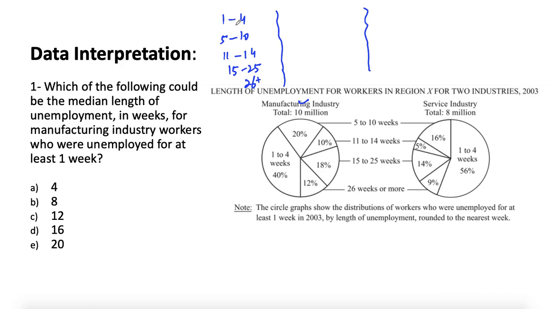So we can arrange these in order. This is first, this is second, this is third, this is fourth, and this is fifth. And we know the percentage of each of these. This is 40%, this is 20%, this is 10%, this is 18%, and this is 12%, and all of these sum to 100. Now we have a category to arrange this in order.